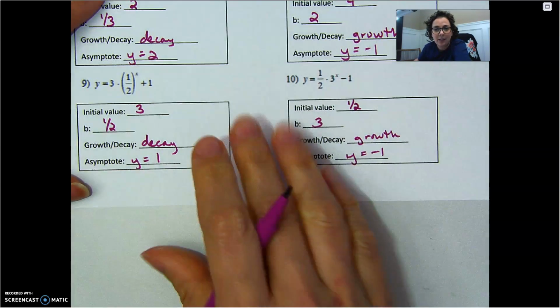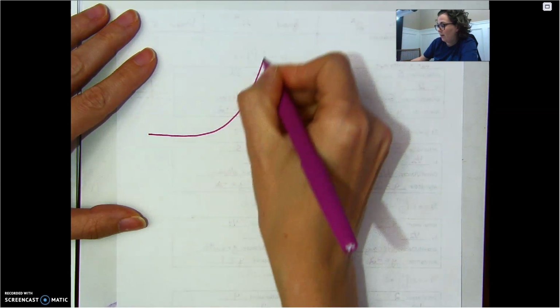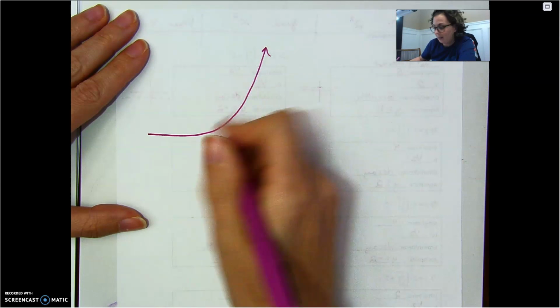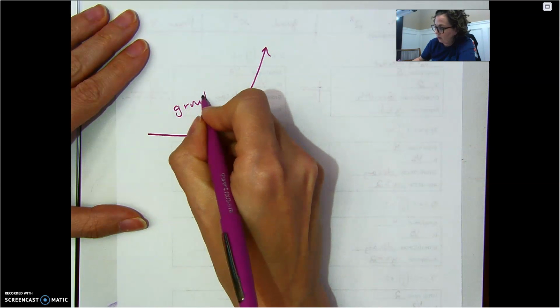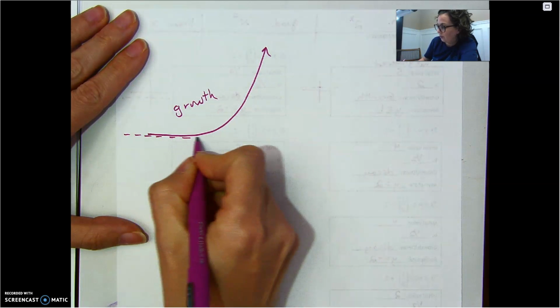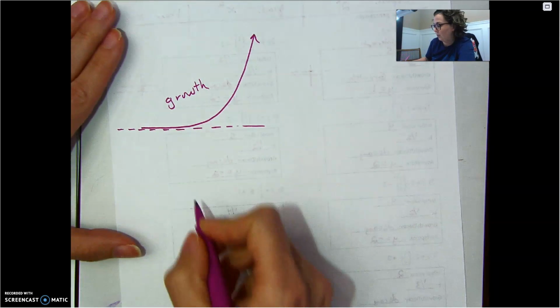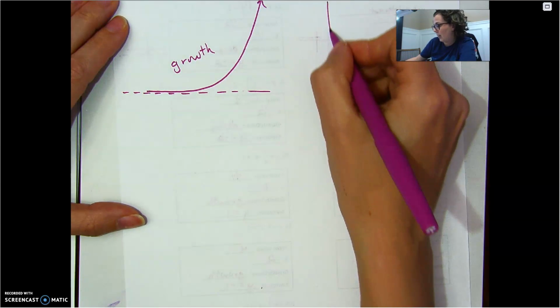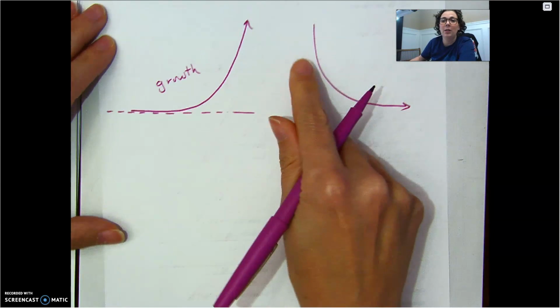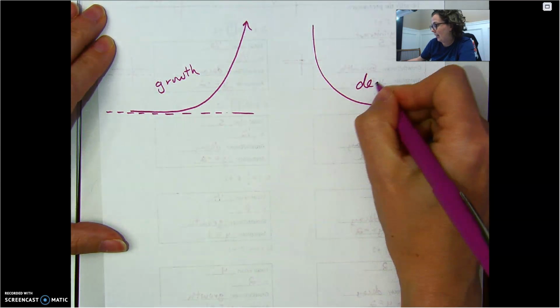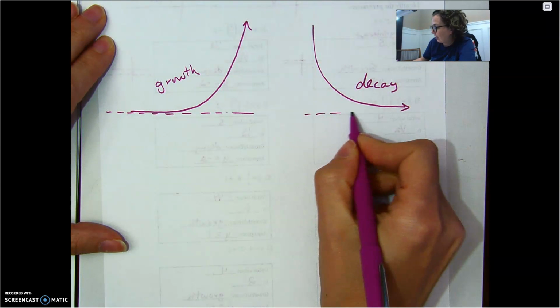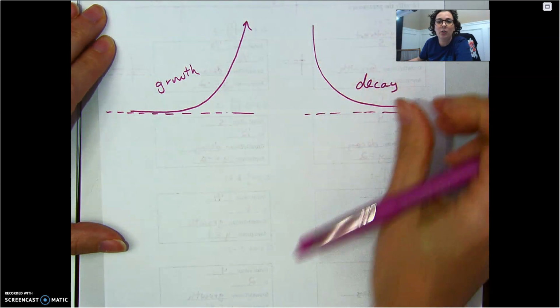All right, so pulling all those things together to help you with the visualization of it. If your graph is going up when you read it from left to right, that would be growth. And the asymptote is that little bottom line where it doesn't quite cross. If your graph goes down when you're reading it from left to right, that's decay. And again, you're going to have that asymptote pulling it closer and closer to it.